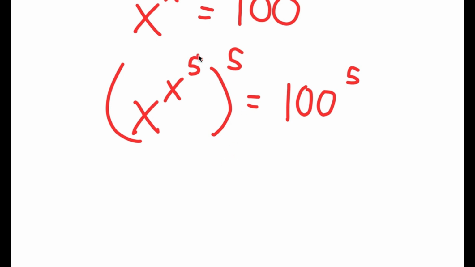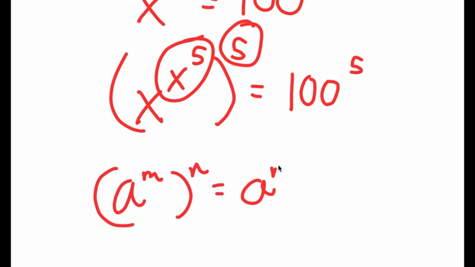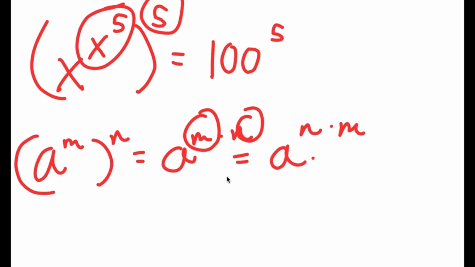Now, x to the power of 5 and 5, these two are interchangeable. Meaning, I can rewrite this. Well, if I have something in the form a to the power of m to the power of n, this is equal to a to the power of m times n. And a to the power of m times n, these two are interchangeable, so this is the same thing as a to the power of n times n.